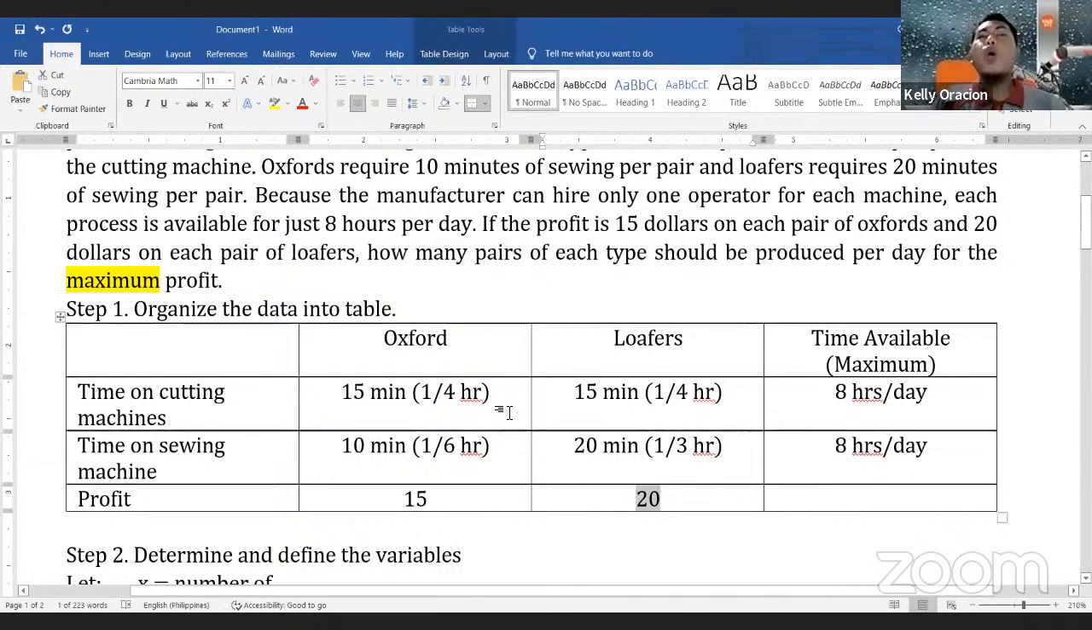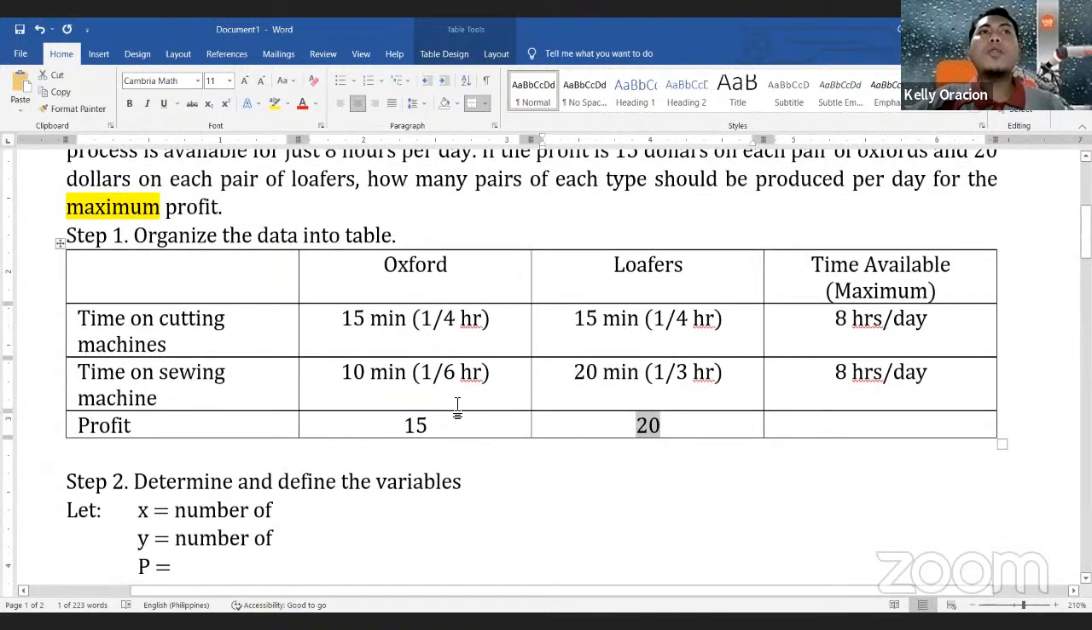Now, we have completed the table. Yeah, we have organized the table. Now let's proceed to step 2. Step 2 is determining and defining the variables, so we are going to base it on the table.